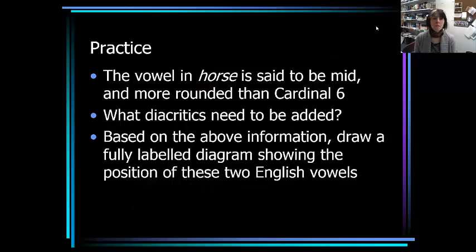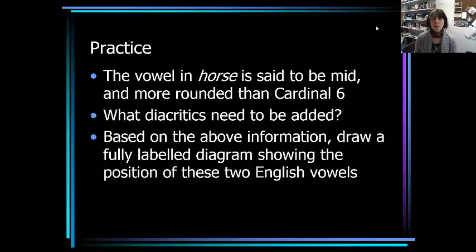Here's another one. The vowel in horse is said to be mid and more rounded than cardinal 6. So cardinal 6 is O. What diacritics need to be added to indicate that the vowel is produced slightly higher in the mouth? Based on the above information, draw a fully labelled diagram showing the position of these two vowels in English and plot them on the IPA chart.